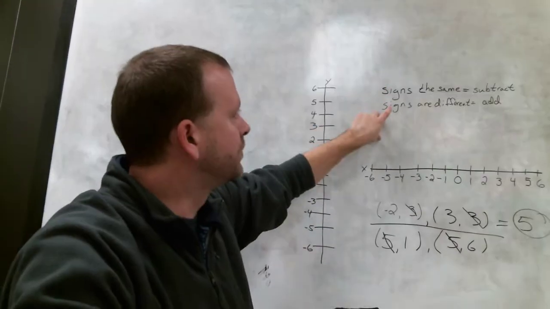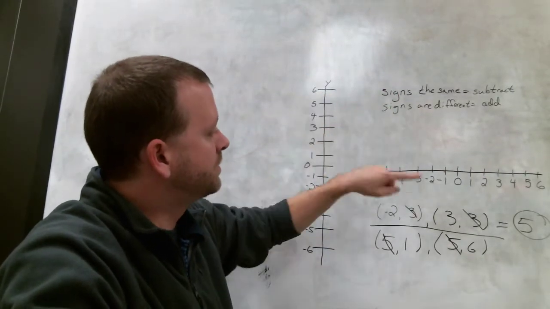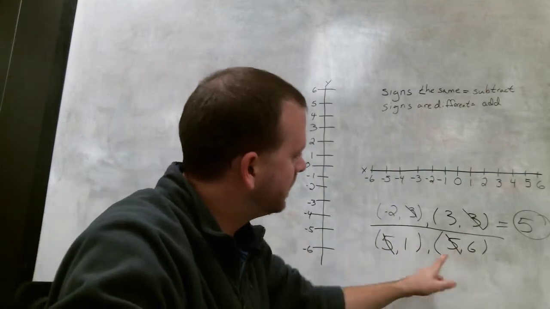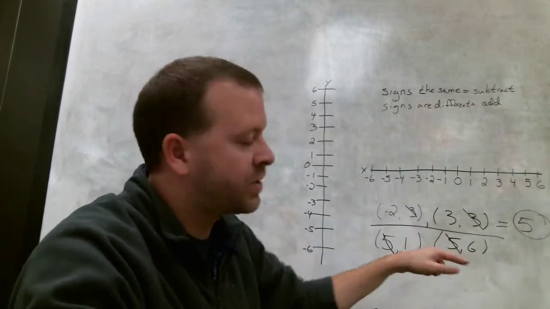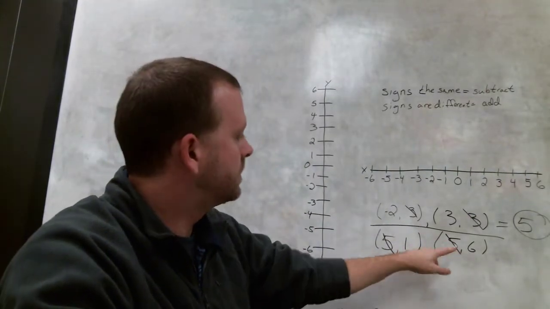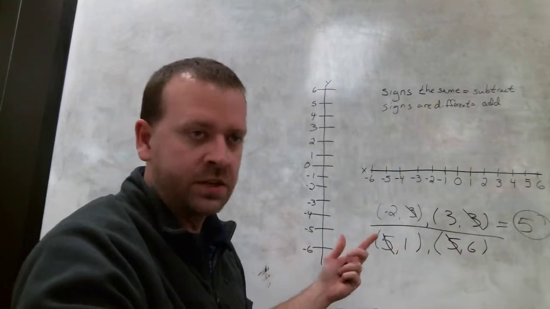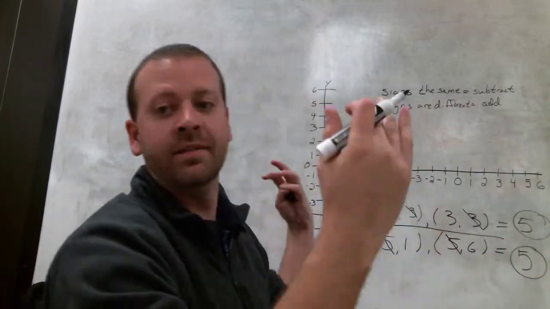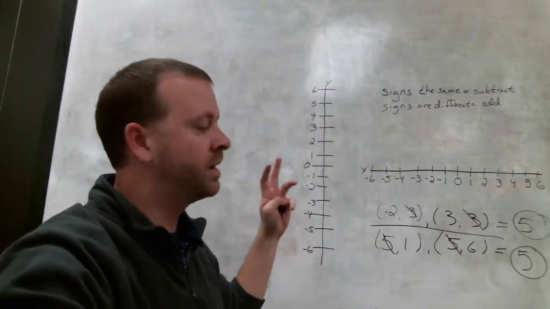Okay, now let's look at our rules first. If the signs are the same, I'm subtracting. If the signs are different, I'm adding. So I look at these and I'm thinking, oh, I subtract those two. 6 minus 1 is going to give me 5. Now that's just a coincidence that they were both 5. I just pulled these random pairs and didn't think about it.